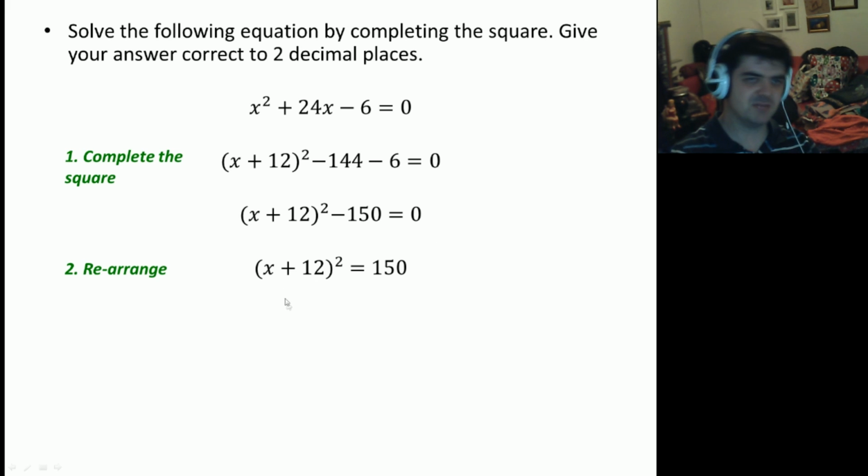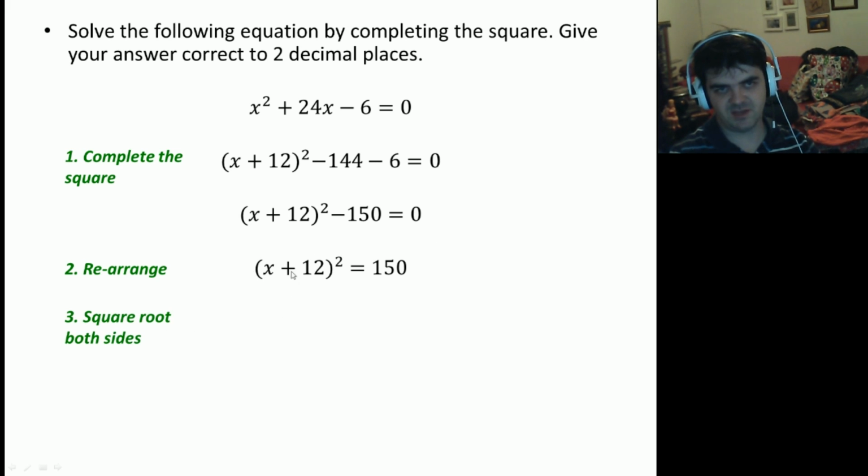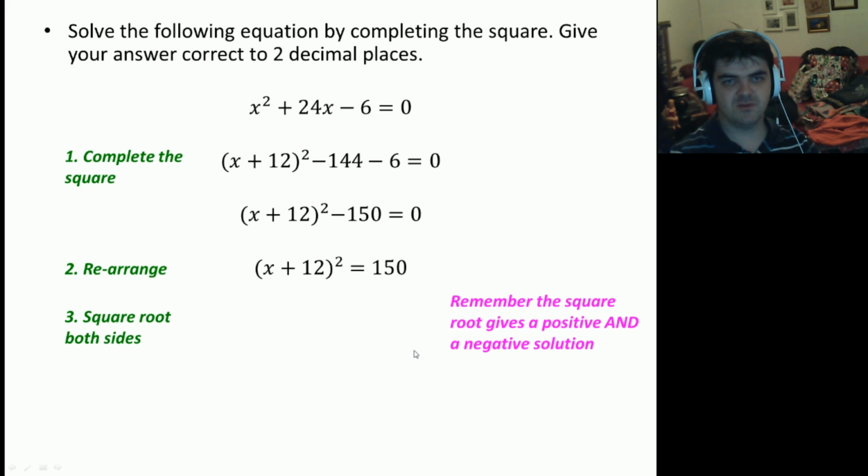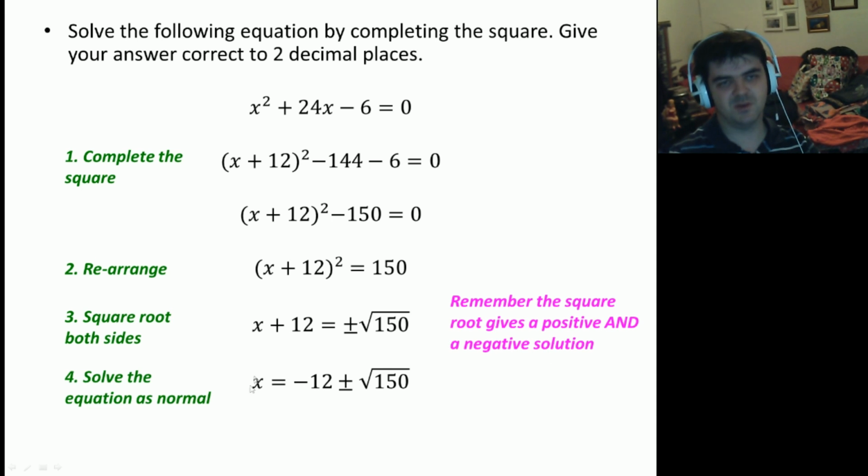If I want to get x plus 12 on its own, I square root both sides. So the square root of that is just going to give me x plus 12, and the square root of 150. Remember that it gives both a positive and negative solution, which we'll come on to again when we do the quadratic formula. We solve the equation as normal. So we're going to have x equals minus 12 plus or minus the square root of 150, right? And that's how we get our answers to the last one, to give us 0.25 or minus 24.25.